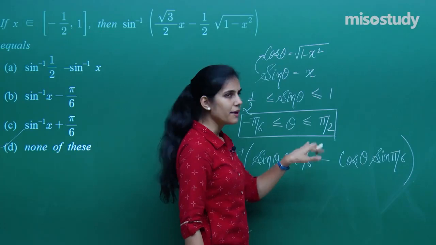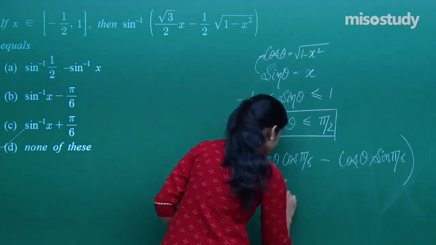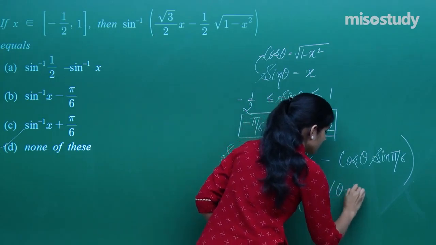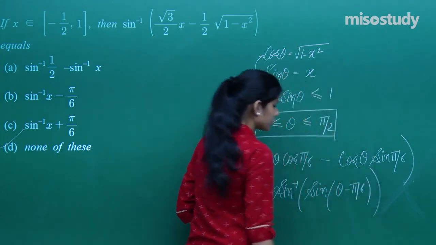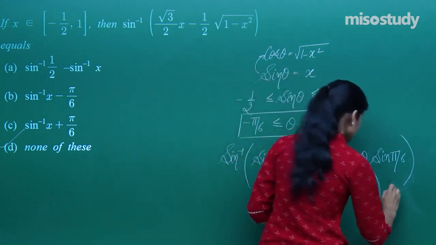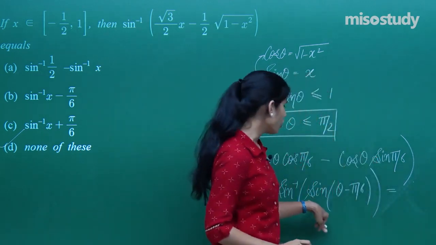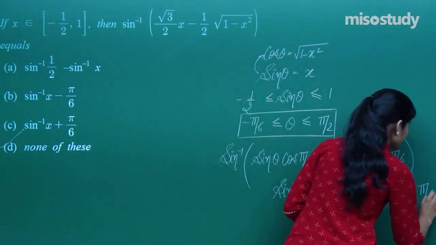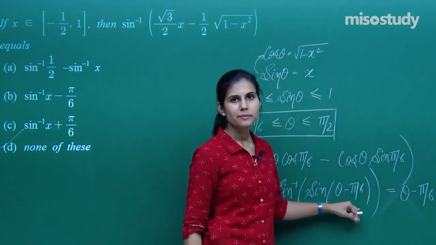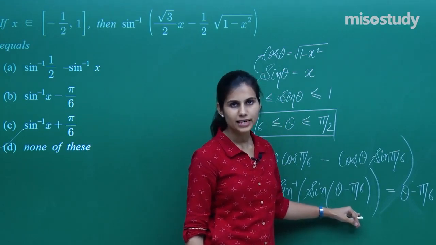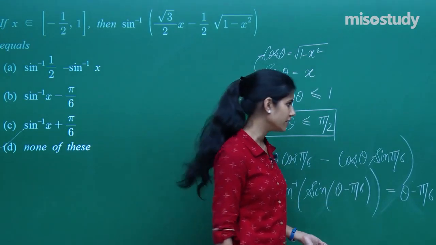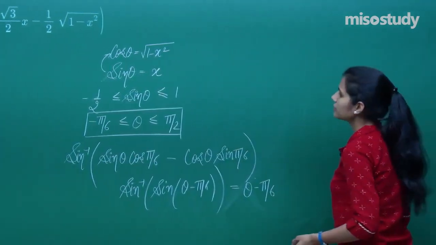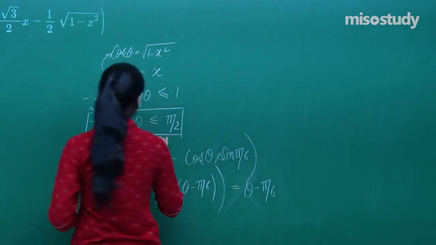So it is sine A cos B minus cos A sine B, which is sine of A minus B. Now I can write sine inverse of sine of theta minus pi by 6 to be equal to theta minus pi by 6 only when this theta minus pi by 6 lies in the principal domain of sine, which is minus pi by 2 to pi by 2 closed interval. And that is pretty much true. Why? Because theta is lying between minus pi by 6 to pi by 2.